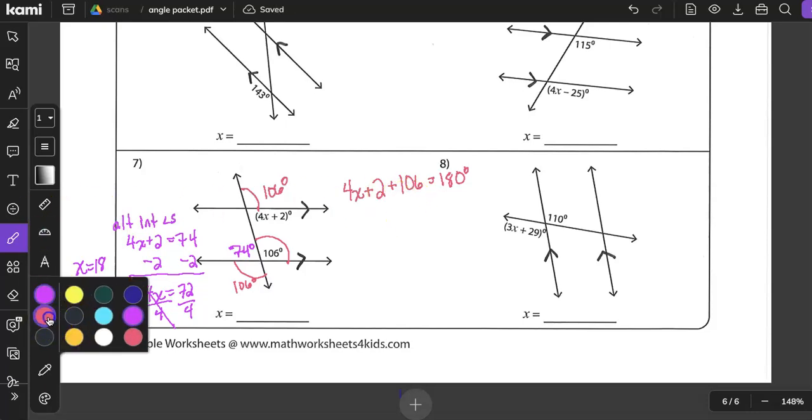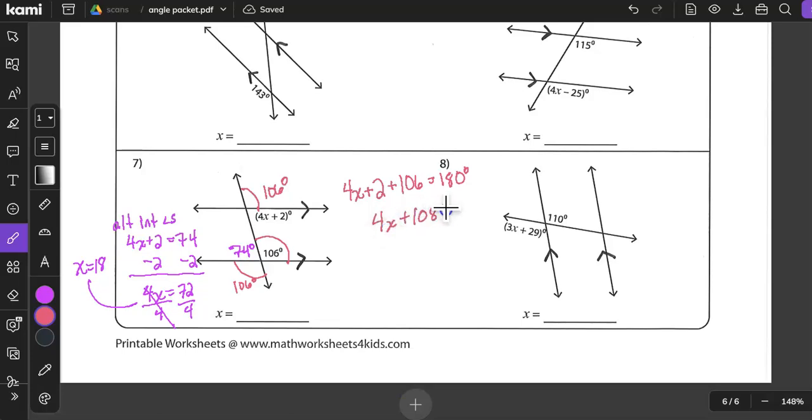And if I do this problem here, I'm going to start out by combining these two like terms. So 4x plus 108 equals 180. And then when I subtract 108 from both sides, I'm going to get 4x equals 72. The same equation over here. And then x equals 18 again. So either way, I get x equals 18. Notice when I'm putting x down, I'm not putting a degree symbol. I should only use the degree symbol if I'm actually giving an angle measure.